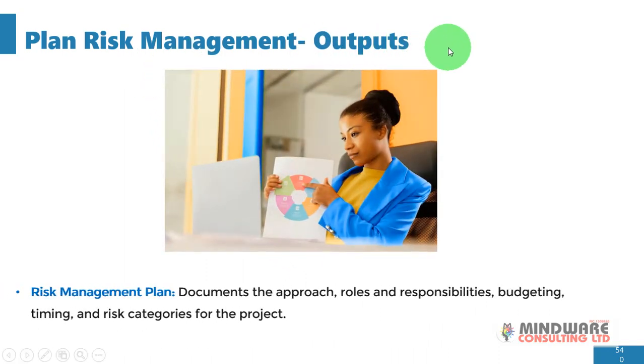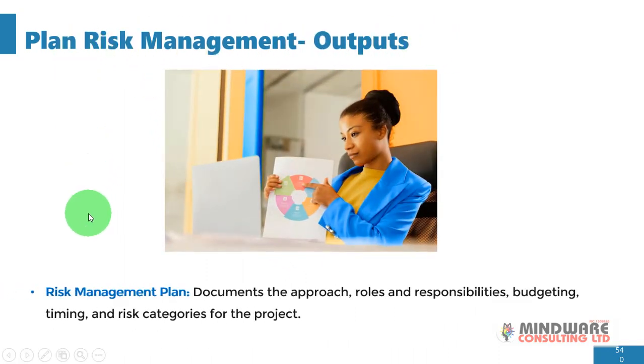Now let's look at the output of this process. Definitely you guess right, the output of the plan risk management process is what? The risk management plan. And these are documents which hold the approaches, roles and responsibilities, budgeting, timing, and risk categories for the project.